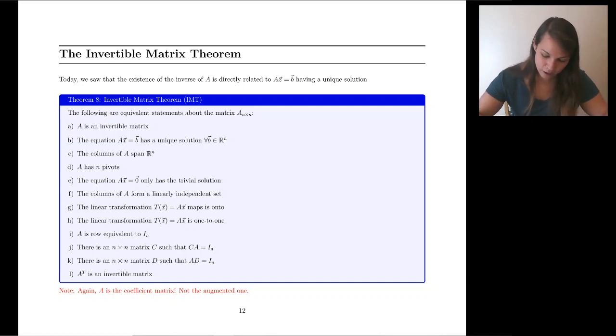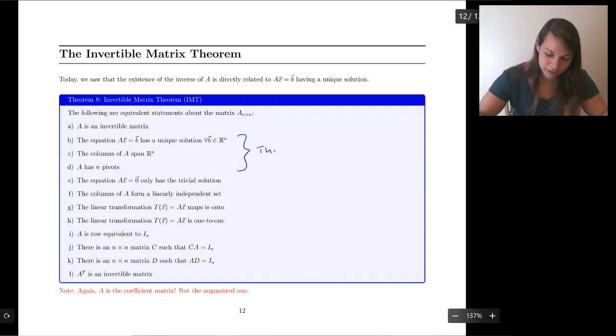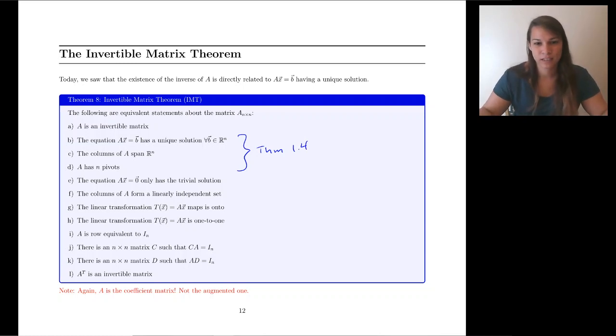You've got the equation AX equals B has a unique solution for all B. We have the columns of A span Rn. A has n pivot points. Those should sound familiar. This is basically just theorem 1.4 right here for you. Then you get the equation AX equals 0 only has a trivial solution. We have the columns of A form a linearly independent set. We have linear transformations are onto and one-to-one.